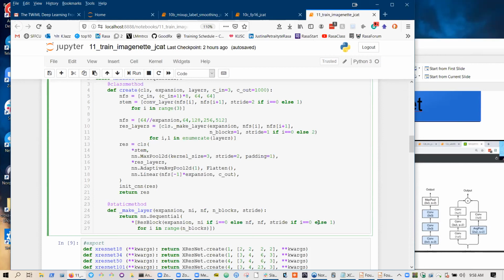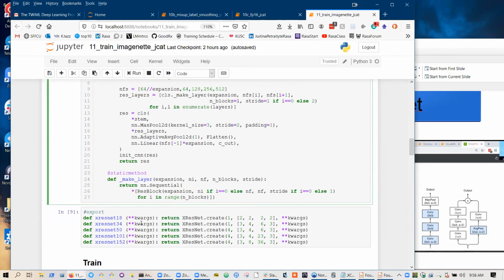If you look at cell number 9, it's helpful to see how you create one of them. It says xresnet.create, the cell below that where you have 9. If you just look at xresnet.create, the first number in that is basically the expansion. And the numbers that follow are your blocks, how many of them you want.